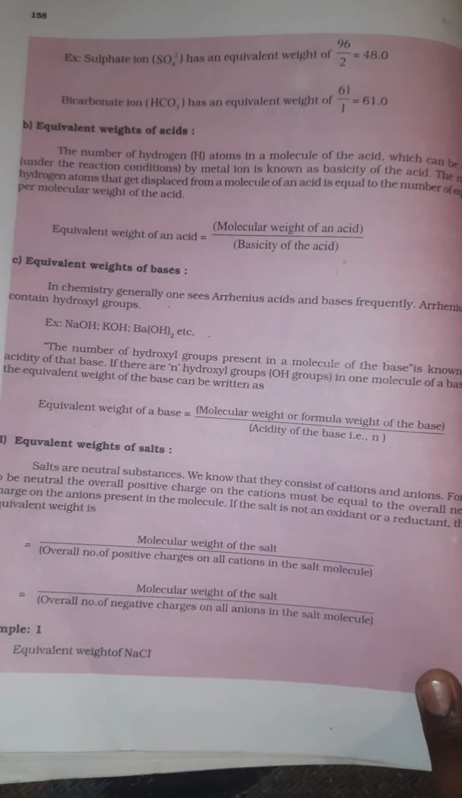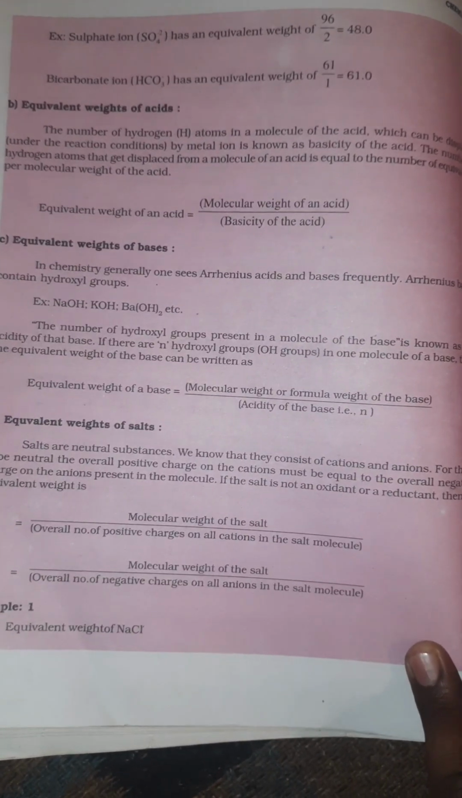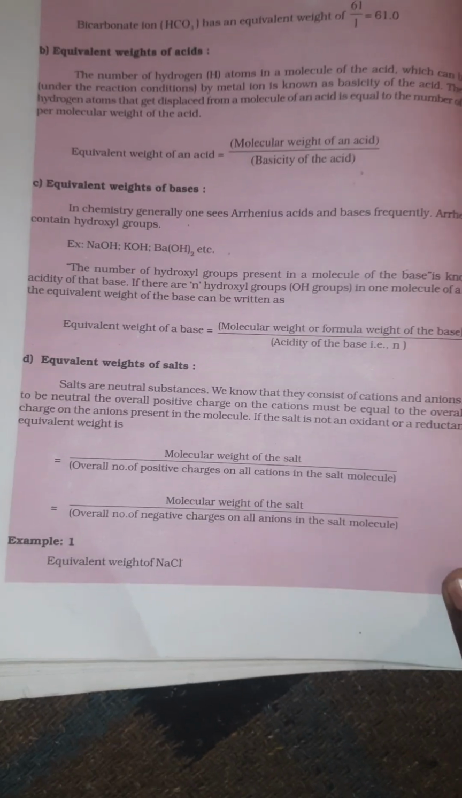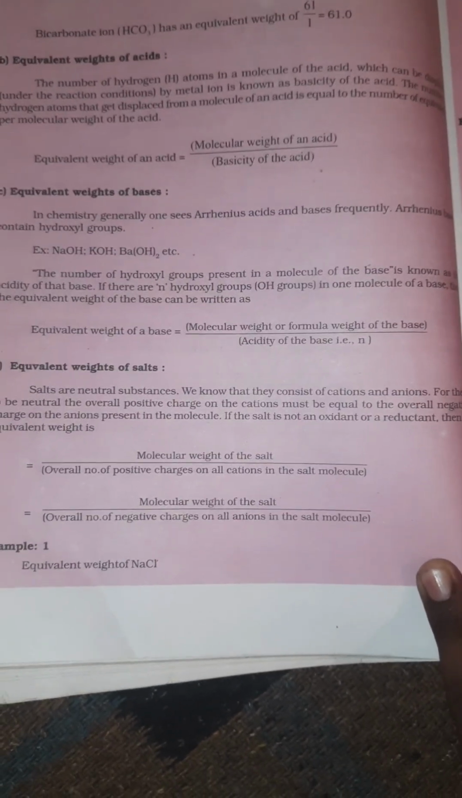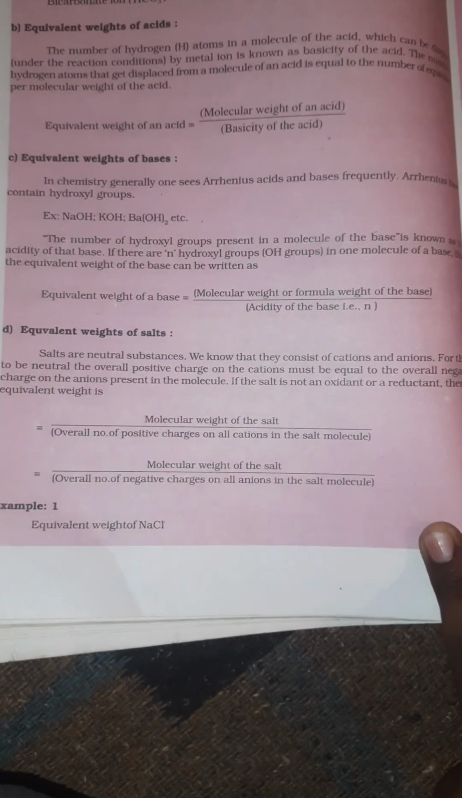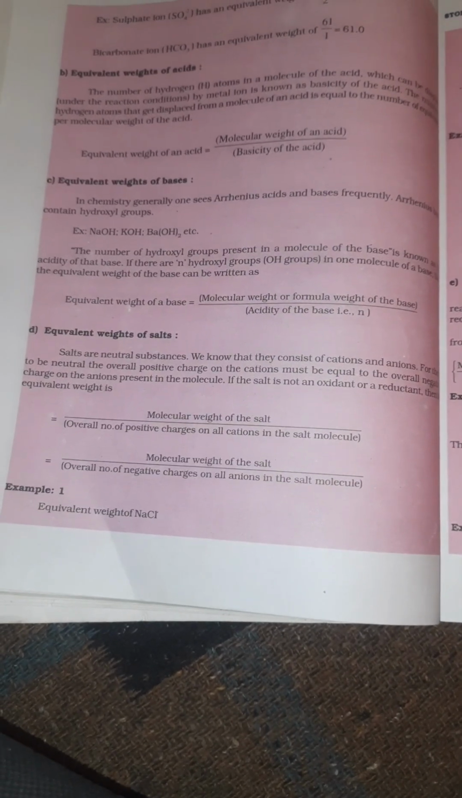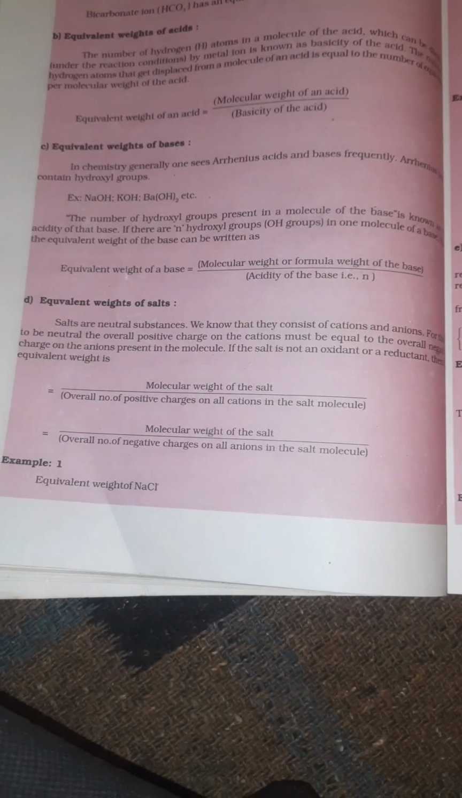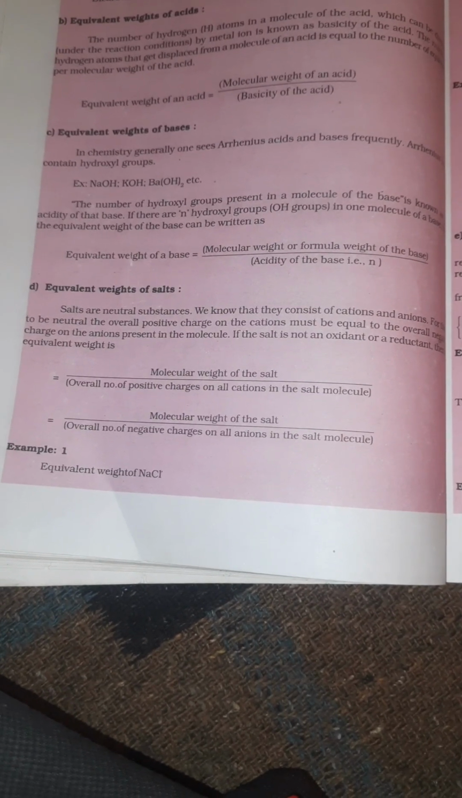How do we find the equivalent weight of acids? Equivalent weight of acid equals molecular weight of the acid by basicity of the acid. So the equivalent weight of bases is the molecular weight or formula weight of the base by the acidity of the base. How do we find the equivalent weight of salts? Molecular weight of the salt by the total number of positive or negative charges on all cations or anions in the molecule.